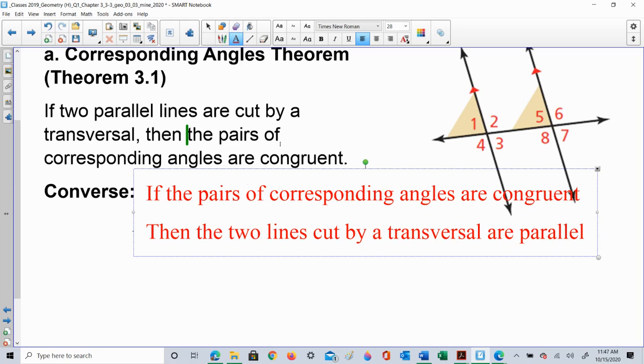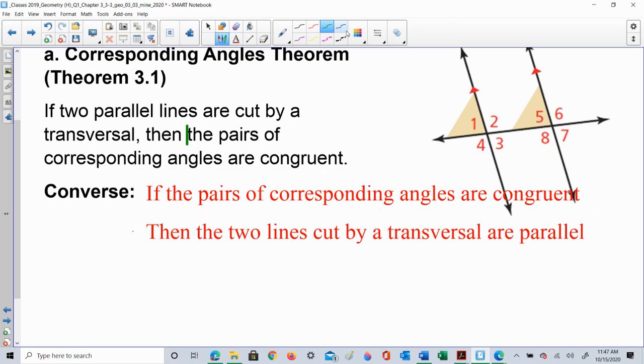Right. So it's just slightly different. I didn't take two lines cut by a transversal and then the pairs of corresponding angles are congruent. You've got to word this correctly. So if the pairs of corresponding angles are congruent, so if I know this part is true, that's all this is saying. If I know that this is true, if I have this already, then I know I have parallel lines. That's all the converse says. If the pairs of angles are congruent, then we have parallel lines. If we have parallel lines, then the corresponding angles are congruent.